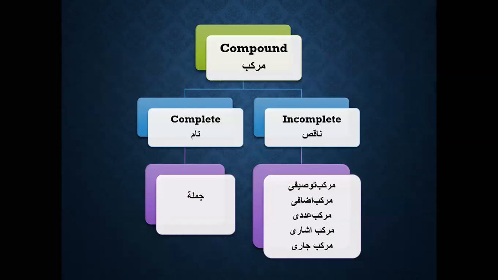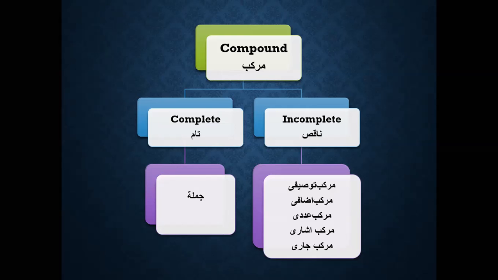Then you put those nouns together, two together, and then you try to find out the relationship. If two nouns have a relationship whereby they give you a clear meaning, then this is called a complete compound. And if it doesn't give you complete meaning, then it's incomplete compound, naqis. Complete is tam, which is also called jumla, and there are two types of jumla. Incomplete, there are several types.